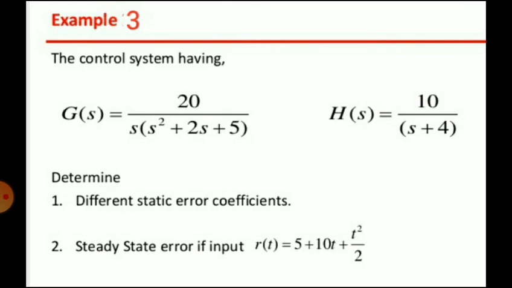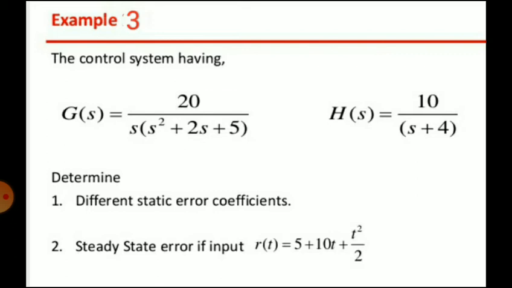So this is the solution of example number 2. Then example number 3, the control system having G(s). The transfer function G(s) is given as 20 upon s into (s square + 2s + 5), and H(s) is given. It is not a unity feedback. So the value of H(s) is 10 upon s + 4. Determine the different static error coefficients. So you have to find the value of Kp, Kv and Ka, and you have to find the steady state error if the input r(t) is given as 5 + 10t + t square by 2.